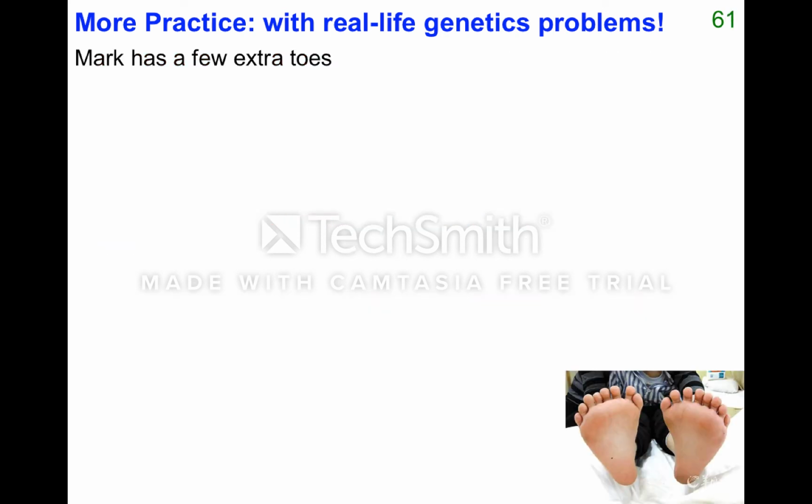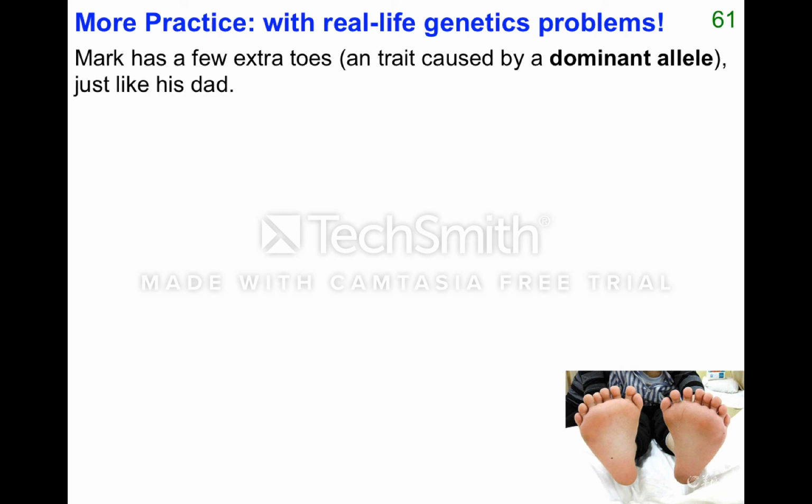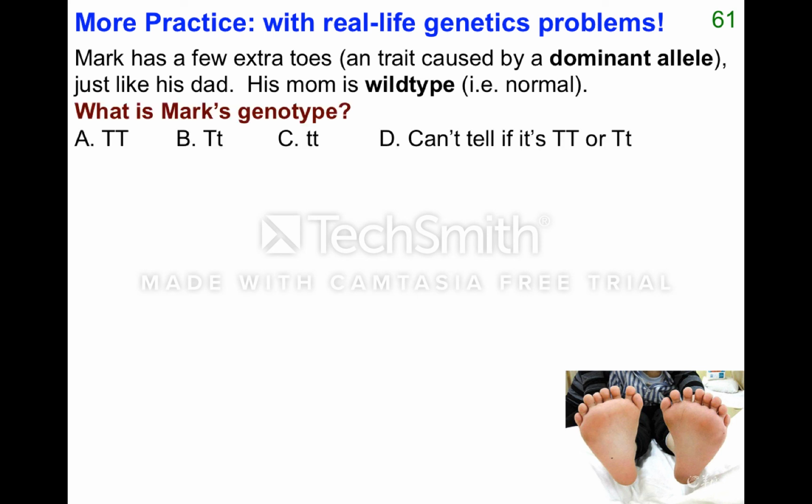Okay, next question. So, a completely new person now. Mark has, let's say, a few extra toes. This trait is relatively common, actually, and it's caused by a dominant allele this time. Whereas Jane's Parkinson's disease was caused by a recessive allele, now we're talking about a dominant disorder. Mark's dad also has a few extra toes. Mark's mom, on the other hand, is wild type. She is normal. She has 10 toes. So knowing only that, what is Mark's genotype? Think about it, pause now.